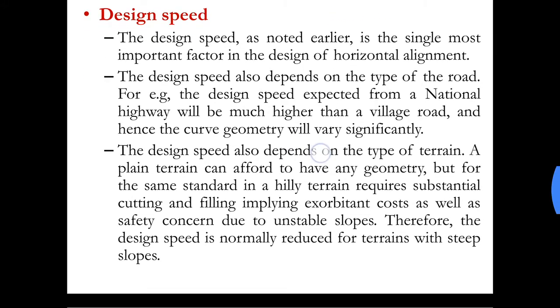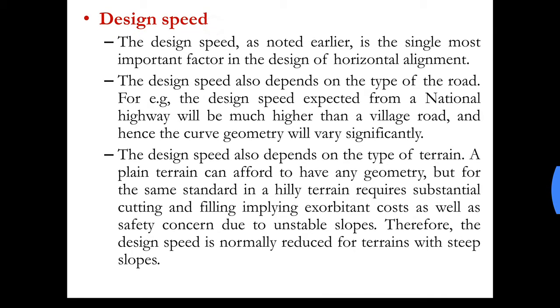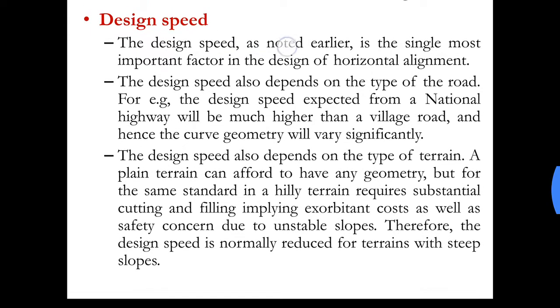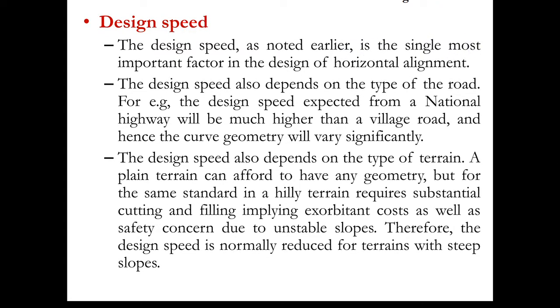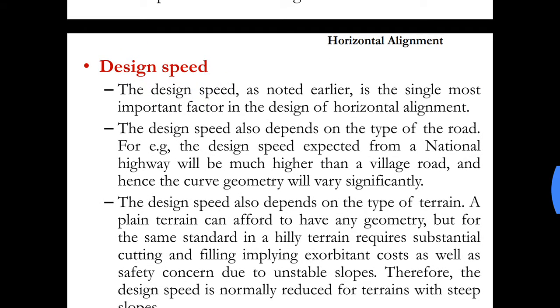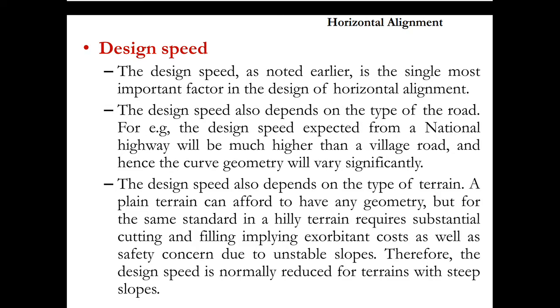The first design element is design speed. We already know what a design speed is. Design speed is the maximum speed for which the road is being designed. So any vehicle is allowed to travel at a maximum speed of design speed for that particular road. The design speed, as noted earlier, is the single most important factor in the design of horizontal alignment. It is important for the design of any geometric element.